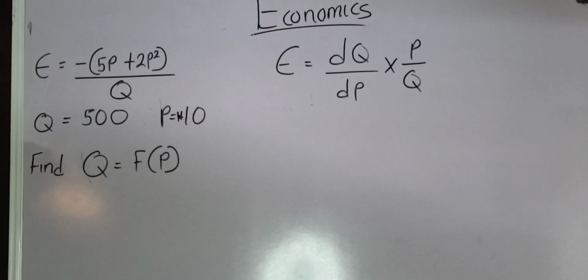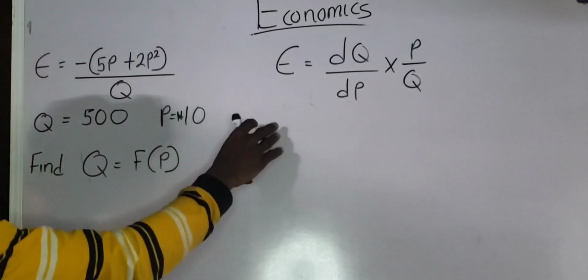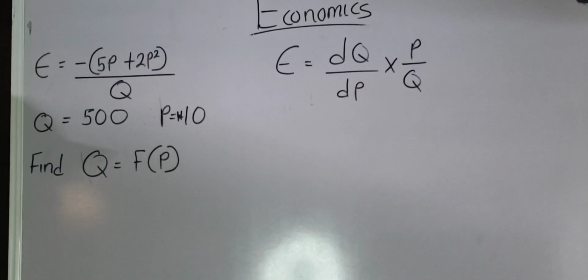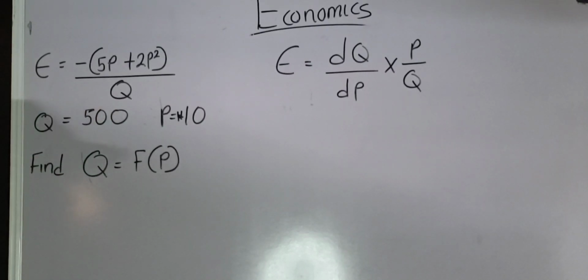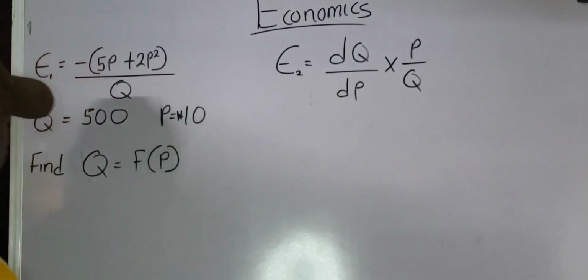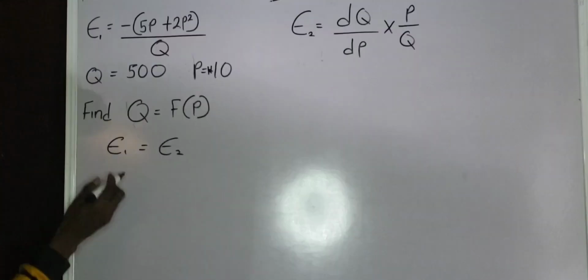Since you know that the given elasticity in the question is this, and the formula of elasticity is this, we are going to equate both elasticities to each other. It is very, very simple. Just pay attention. Let me call this E1 and let me call this E2. So the first step is that E1 is equal to E2. Okay, so let us proceed.